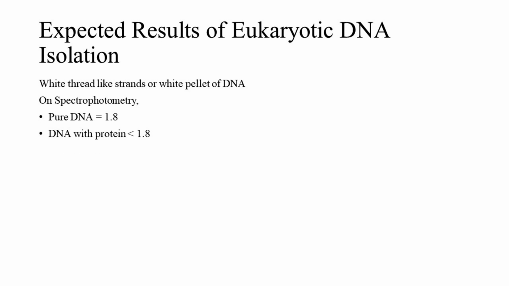Expected results of eukaryotic DNA isolation. White thread-like strands or white pellet of DNA. On spectrophotometry, pure DNA equals 1.8. DNA with protein less than 1.8.